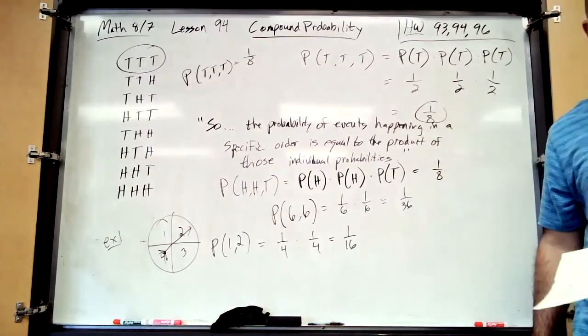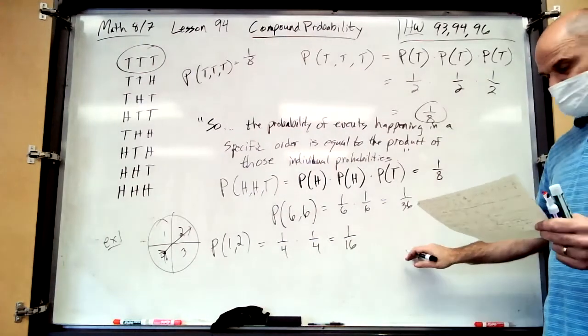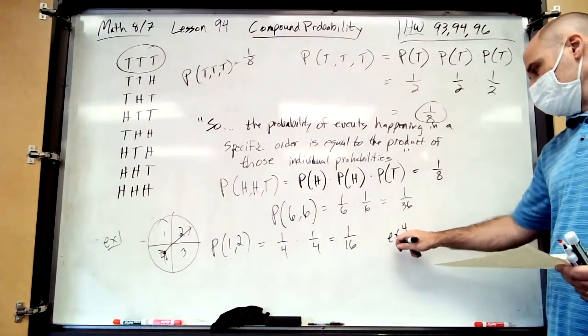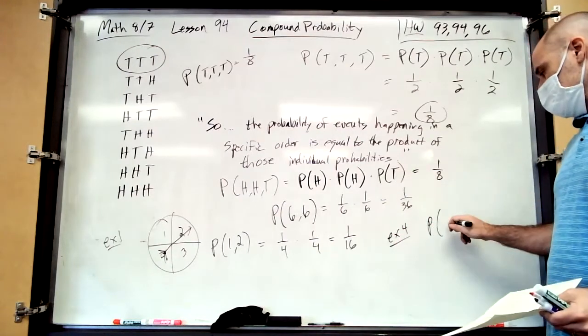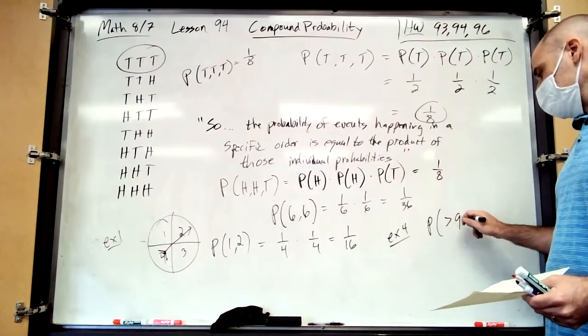What are the different combinations? What's the probability of rolling a 9? So this is example 4. I want the probability of, let's do this, rolling something greater than a 9.